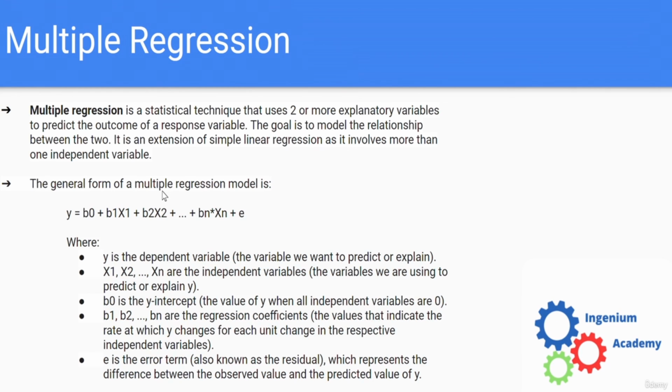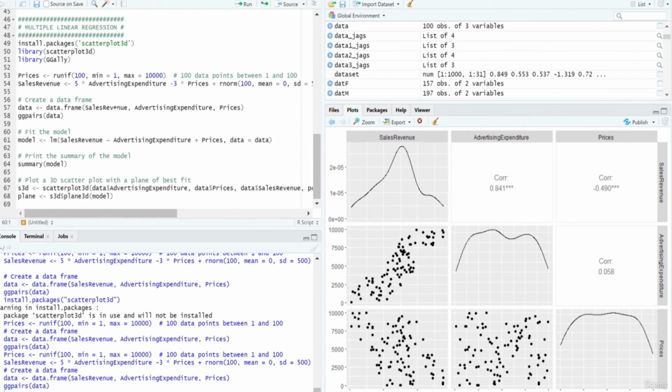And so let's step into R to see how we can extend our current problem of using advertising expenditure to predict sales revenue to a multiple regression case. And so here I am in R.